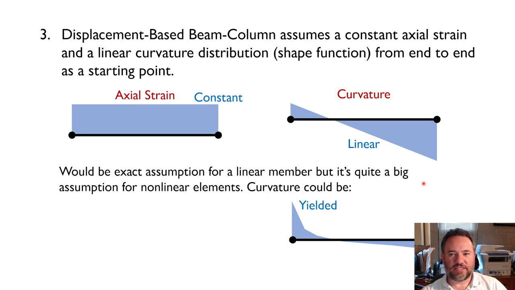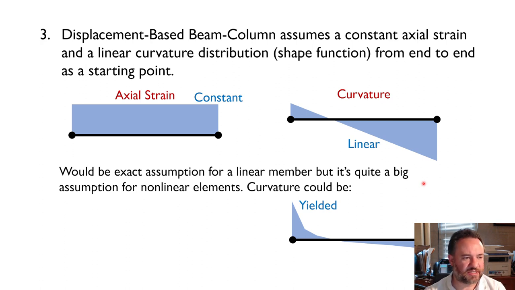What it does is it assumes a constant axial strain and a constant linear curvature distribution from end to end, okay? So my element has a certain axial deformation from end to end, right? So I have a relative deformation between this end and this end, either making it go into tension or going to compression, and that provides a strain in the element, an axial strain, and it assumes that the axial strain is constant. That's a good assumption, right?